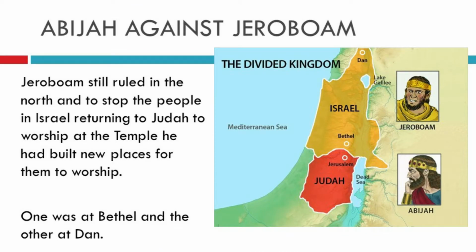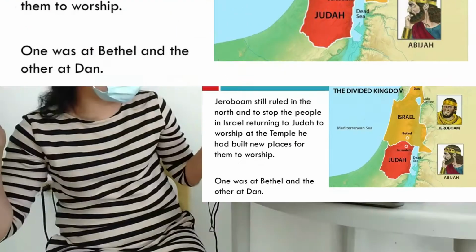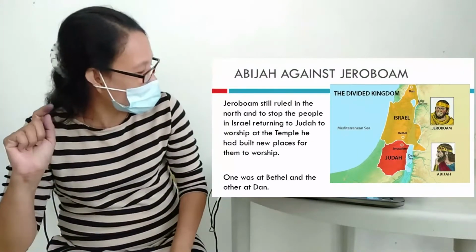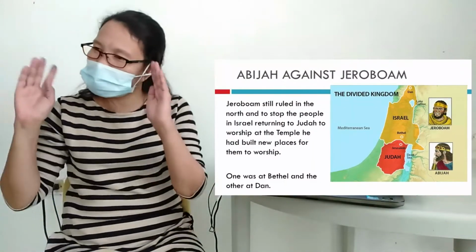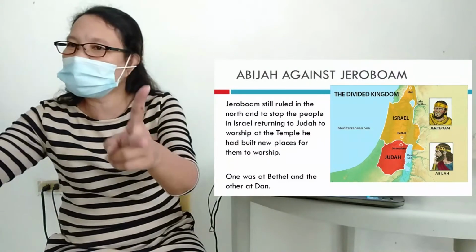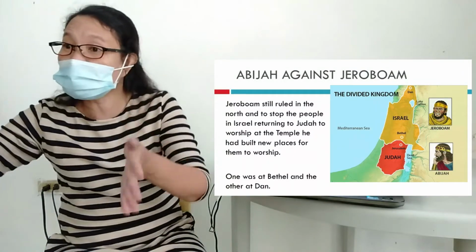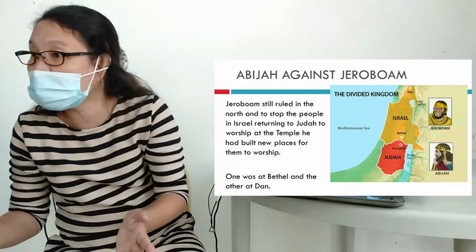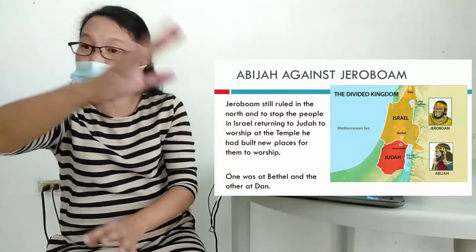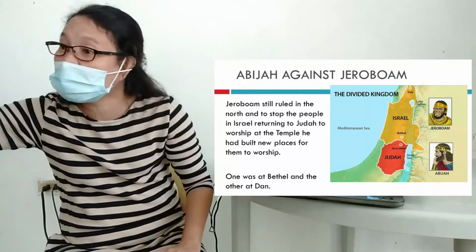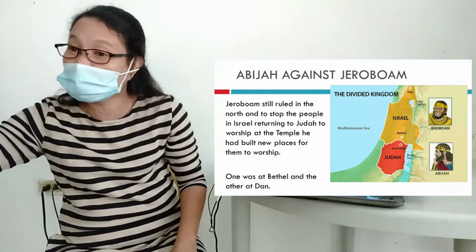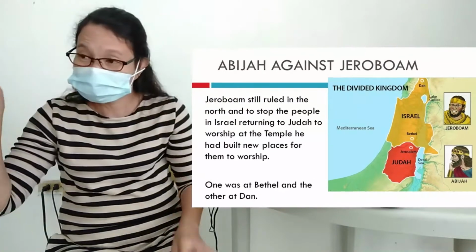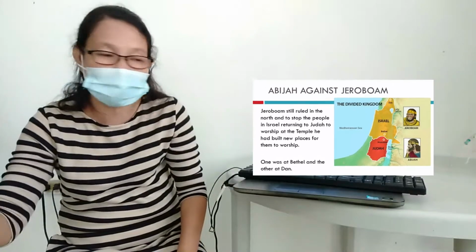Look, Jeroboam still ruled the north and stopped the people of Israel from returning there. One calf was at Bethel and the other at Dan. Remember, King Jeroboam made 2 calves. Naghimo siyang duha ka calves. Ngano man, mauna ilahang i-worship. They will worship the calves so that the people will not go back to the temple, so that they will not listen to Rehoboam.